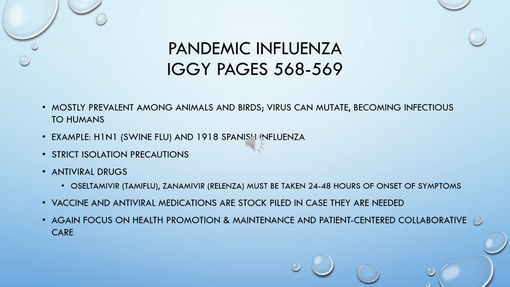Now, the problem with this is that they're not a virus that we typically see in human beings, so when they cross over, the human body has not developed any immunity to that. So people who get sick with these pandemic type flus usually get very, very sick, and it can cause a lot of devastation, a lot of death. It can kill thousands, if not millions, of people when these occur.